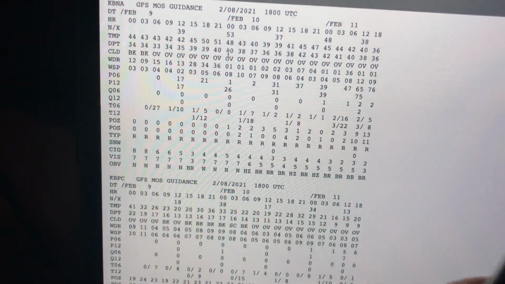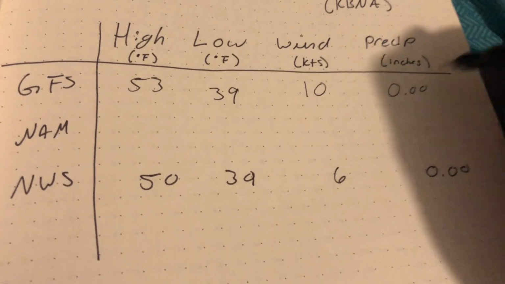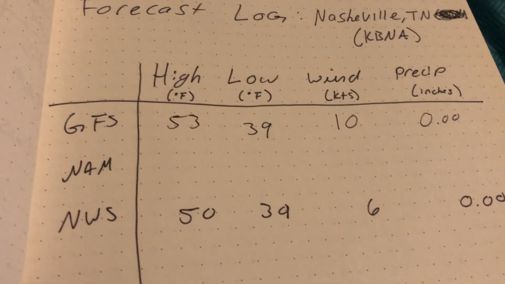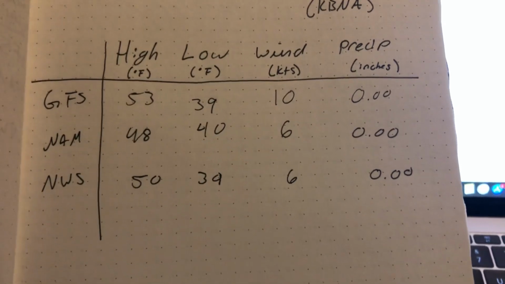Coming back over to our MOS. Precipitation, Q is our quantity of precipitation that's being forecasted. As you can see, there are zeros for all of tomorrow. So we are going to go back over here one last time. 0.00 inches expected from the GFS. Now I'm going to do the same thing for the NAM model. There we are, all filled in here.